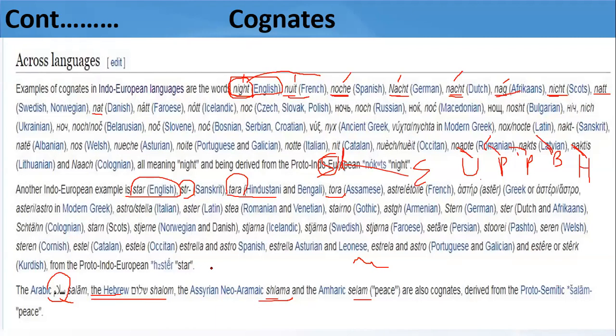There must be so many other words, just as I gave you the example of brother, and we have the example of ma, mother, more. So all these words are more or less the same. Meaning is the same and form is more or less the same. So that is why they are the cognates of one another. Is this clear so far?